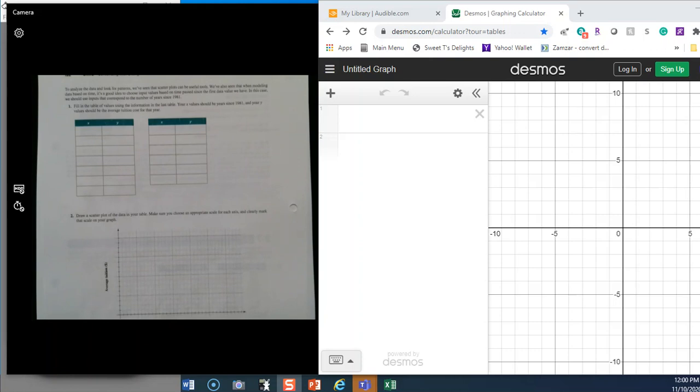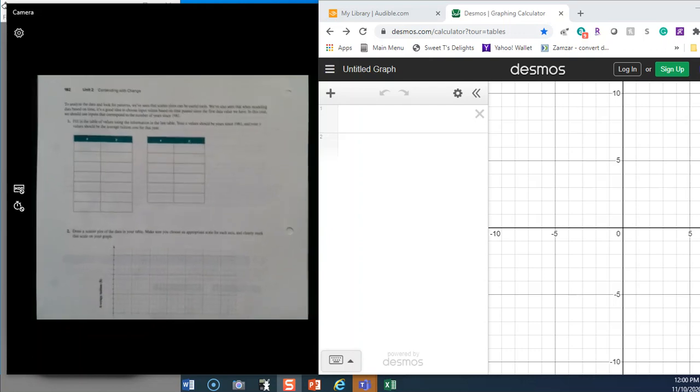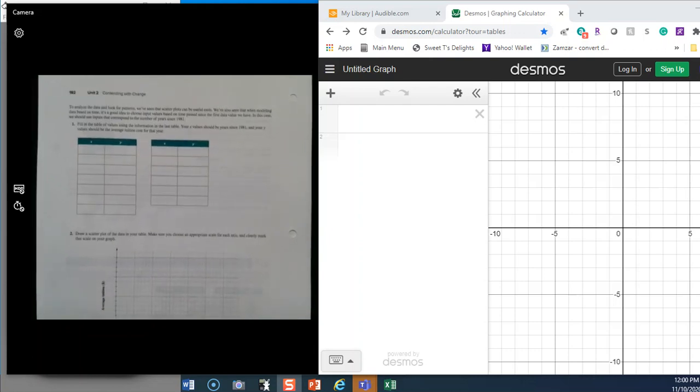Now, when we go over to page 192, it says here to analyze the data and look for patterns. We've seen that scatter plots can be useful tools. We've also seen that when modeling data based on time, it's a good idea to choose input values based on time passed since the first data value we have. In this case, we should use inputs that correspond to the number of years since 1981.